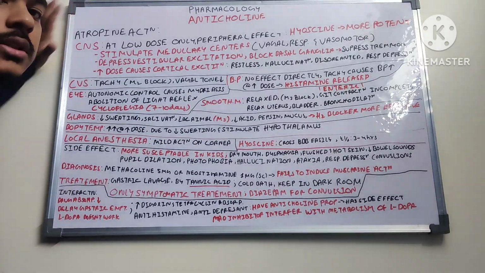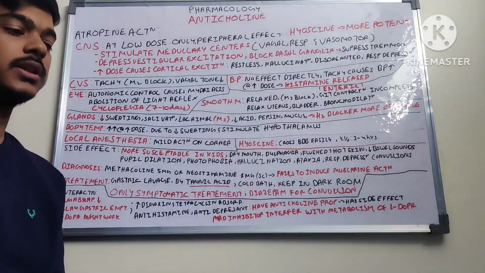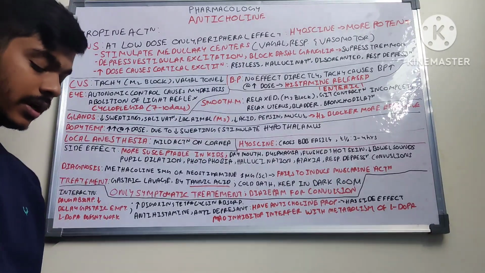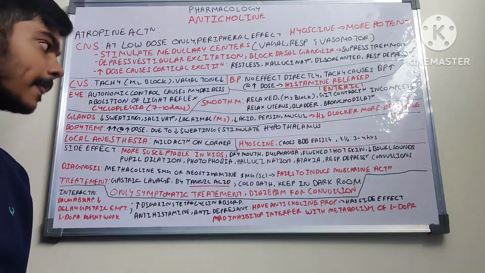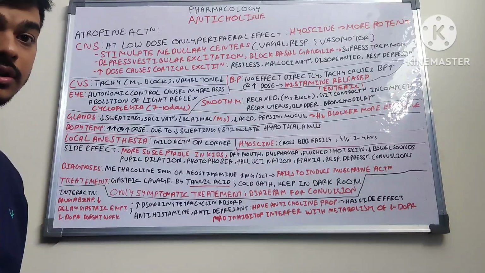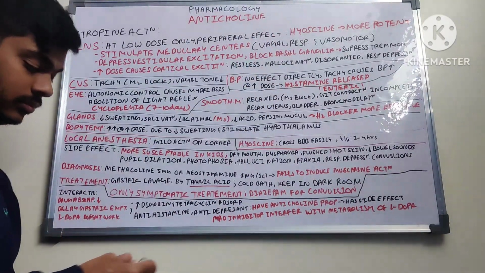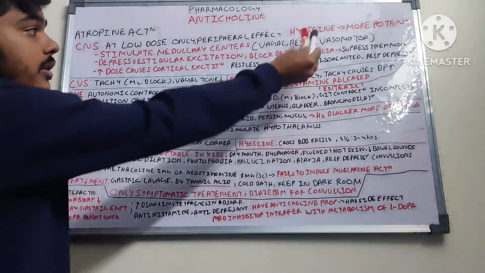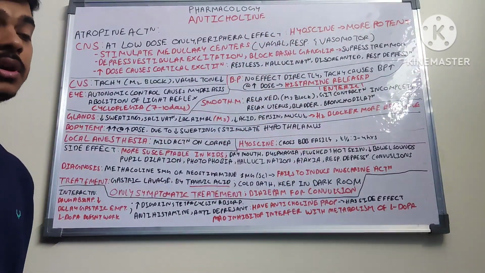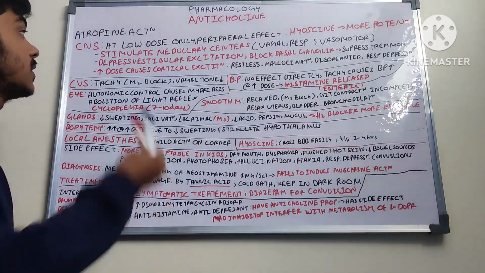So the first drug is atropine. Atropine is an alkaloid derived from the plant Atropa belladonna, also dhatura in simple words. So what are the actions on various organs? Let's discuss. And there is another drug, hyoscine, which has the chemical name scopolamine. So let's start with atropine first.